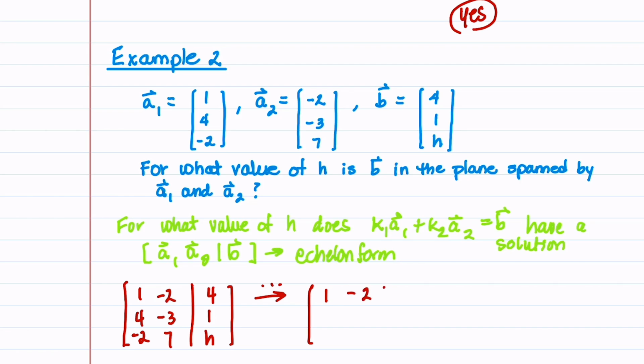1, minus 2, 4. If you need extra practice in row reduction, I would suggest that you stop the video and do the row reduction yourself and see if you get the same thing. And again, you might not get exactly the same thing because it's not unique, but you will end up with the same answer.